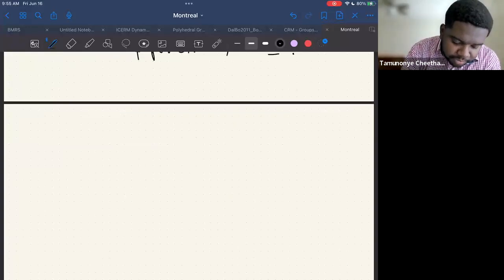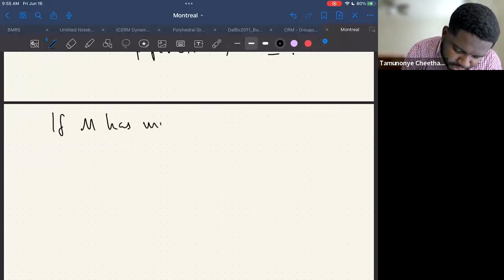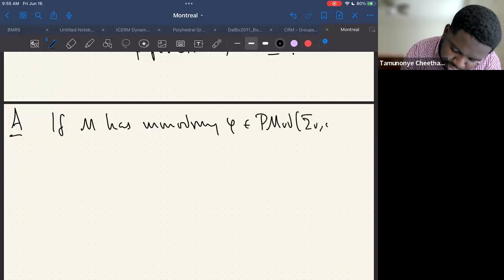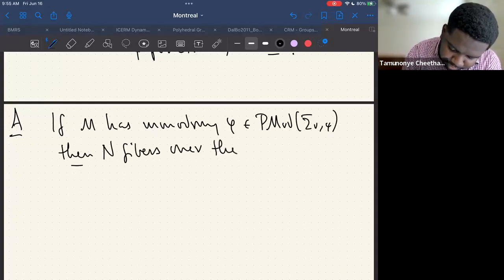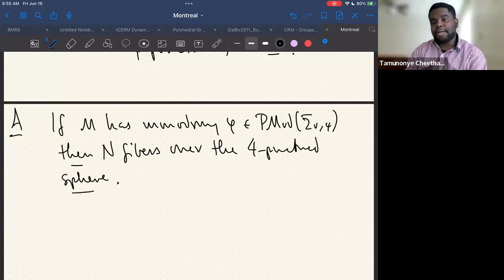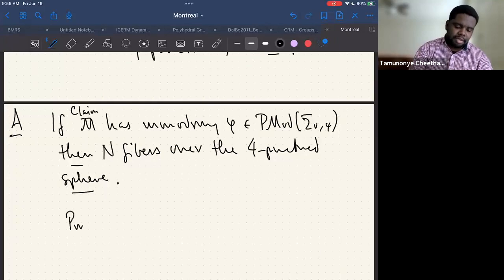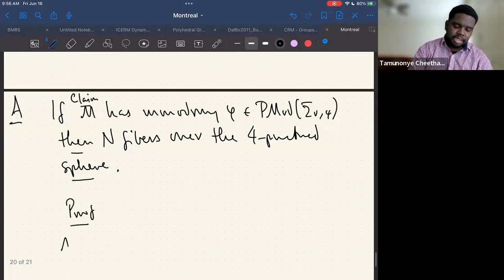The idea for showing that this is a 4-punctured surface is, let's see, a warm-up case. If M has a monodromy phi in the pure mapping class group of sigma 0,4, I'm still doing A, then in particular N fibers over the 4-punctured sphere. The reason for that is cusp counting. Let me call this a claim. And the proof of this claim is that M is 4 cusp.